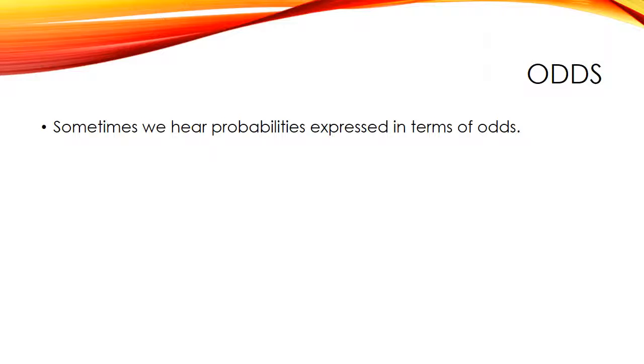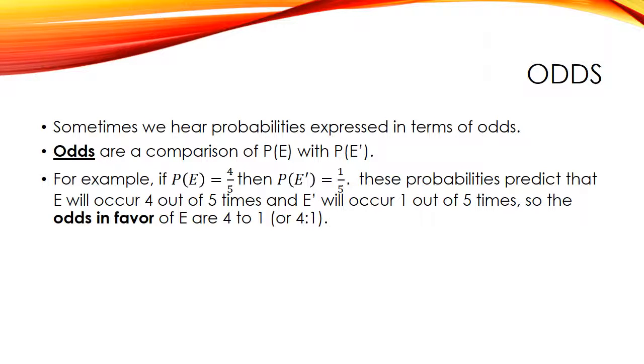Okay, sometimes we hear probabilities expressed in terms of odds. Now, probability is the likelihood that something will happen. Odds, on the other hand, are a comparison of what you want to happen versus the opposite, what you don't want to happen. For example, let's say that the probability of an event is 4/5. Then the probability that the event will not occur is 1/5. These probabilities predict that the event will occur 4 out of 5 times and will not occur 1 out of 5 times. So the odds in favor are 4 to 1.